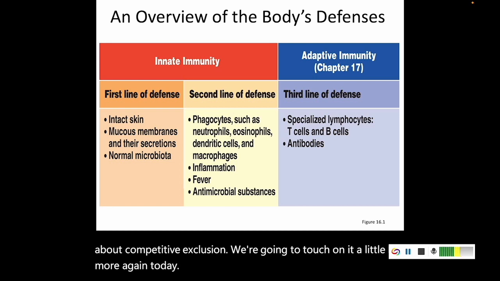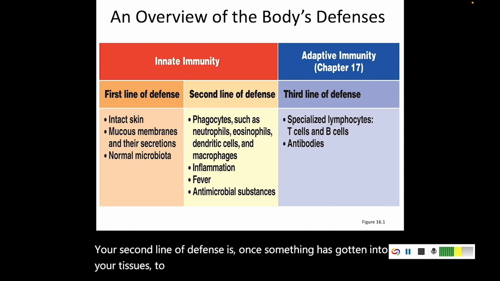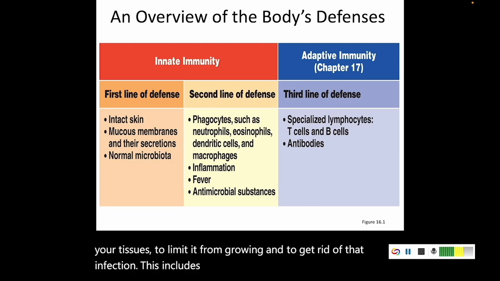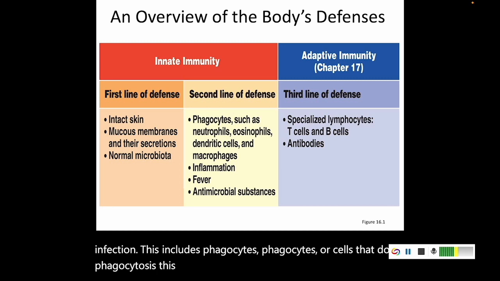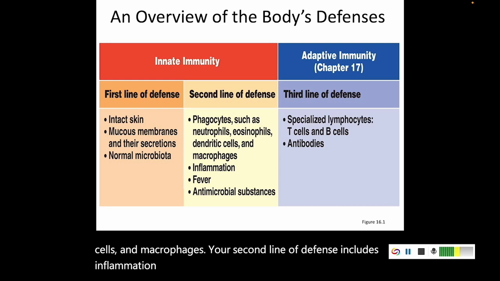Your second line of defense is once something has gotten into your tissues, to limit it from growing and to get rid of that infection. This includes phagocytes. Phagocytes are cells that do phagocytosis. This includes neutrophils, eosinophils, dendritic cells, and macrophages. Your second line of defense includes inflammation and fever and antimicrobial substances.